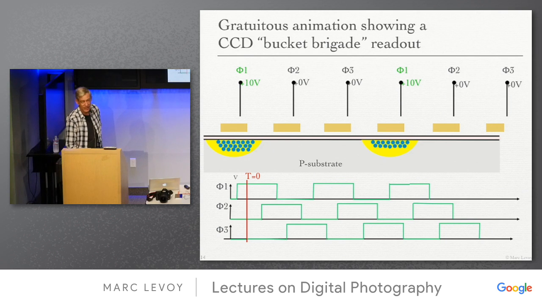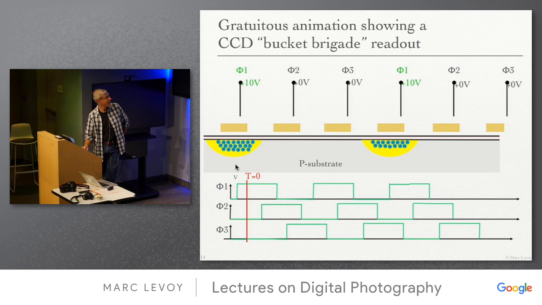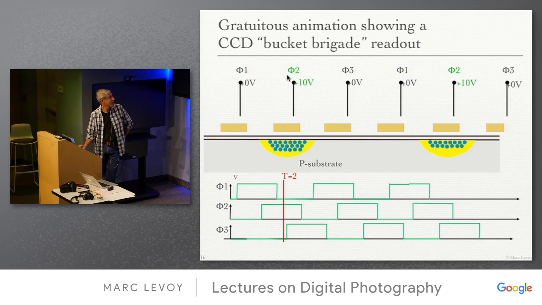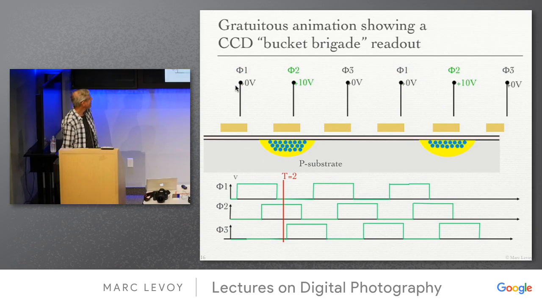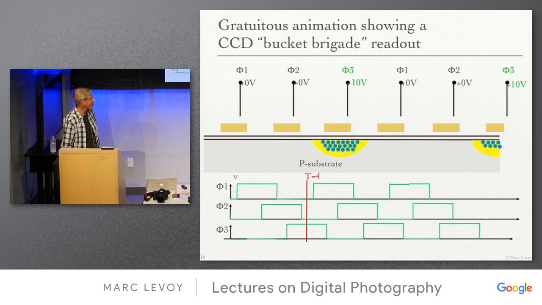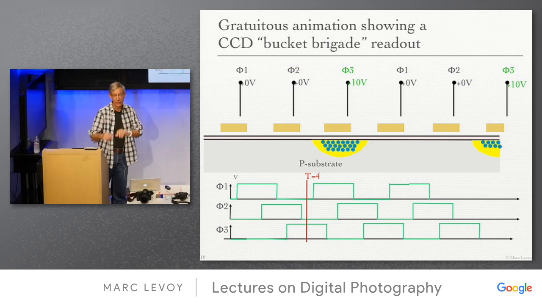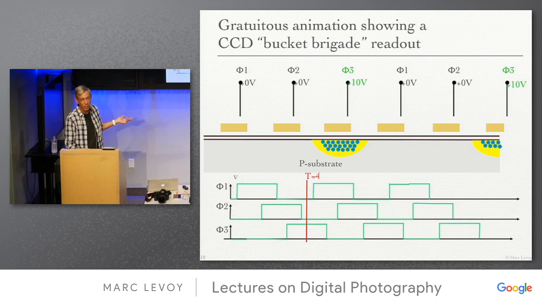So here's a little gratuitous animation showing that bucket brigade. So you can see the voltages being applied to different pads. Here are a bunch of electrons. There's the timing for each of these pads. And so I think phi2 is going to be turned on, and that begins to attract electrons. And then phi1 is turned off. And then phi3 is turned on, and that attracts more electrons. And so you can see how the bucket brigade kind of moves along. That's how the charges for each pixel are read out. It's pretty amazing that such a thing even works.